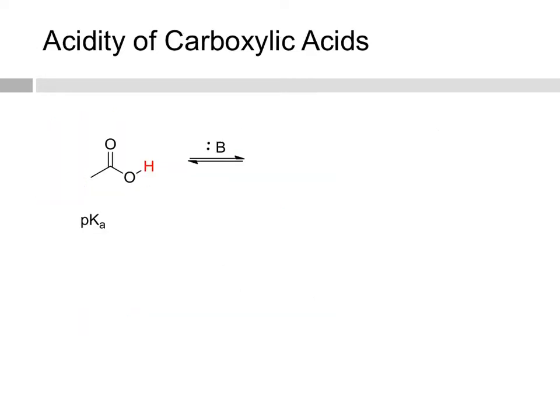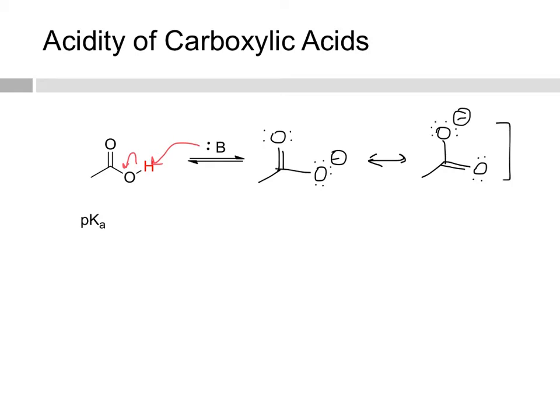Now, carboxylic acids also have an acidic proton and can function as an acid. So if we treat it with a base, we can deprotonate this acidic proton and draw the conjugate base in this reaction, which is the carboxylate anion. This is also stabilized by resonance, and the negative charge is delocalized across both oxygens.